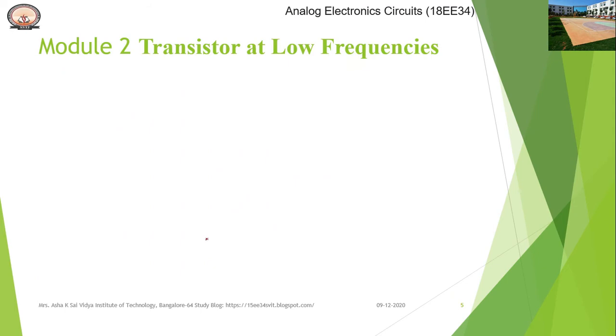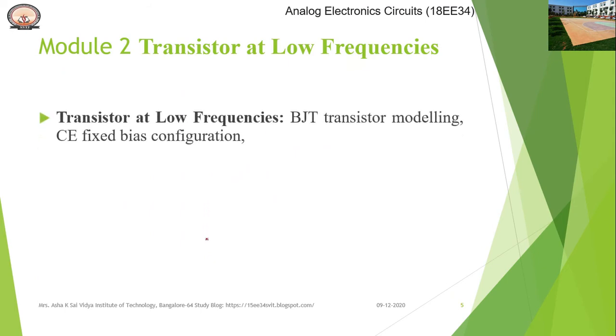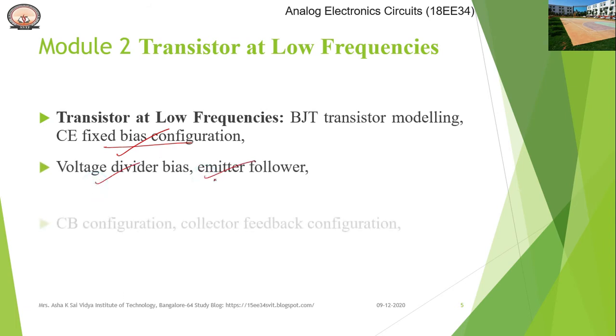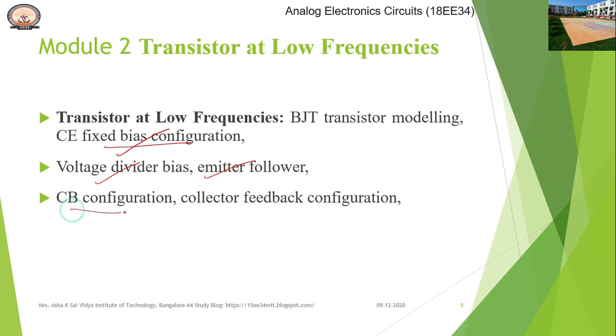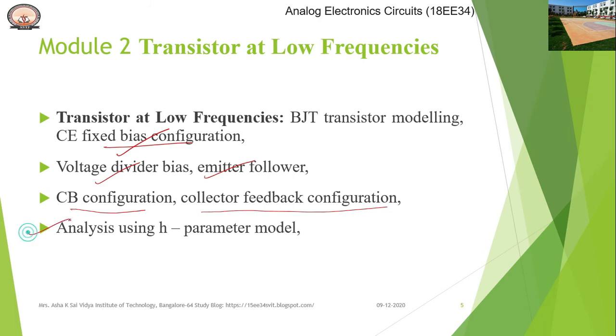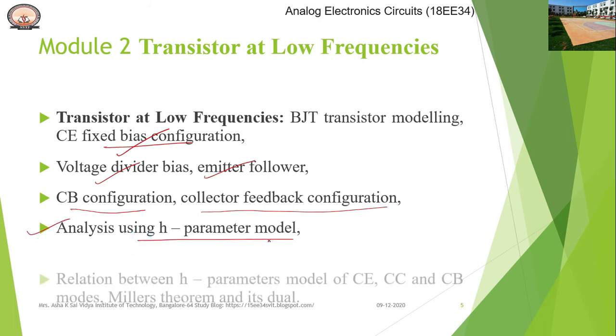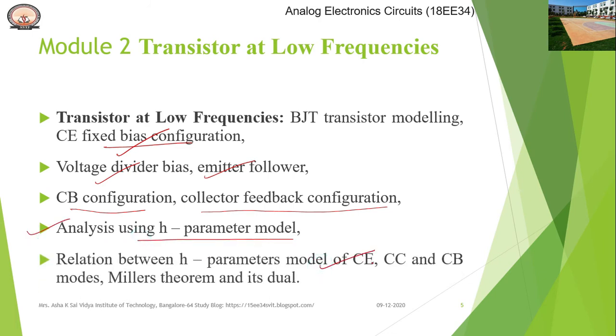Module 2 covers transistors at low frequencies. In this we have BJT transistor modeling and common emitter fixed bias configuration. The second concept is voltage divider biasing and emitter follower circuit, and we have common base configuration, collector to feedback configuration, and analysis using the H parameter model for all three configurations, common emitter, common collector and common base configuration. We also discuss the relationship between the H parameters here, and also Miller's theorem and its dual.